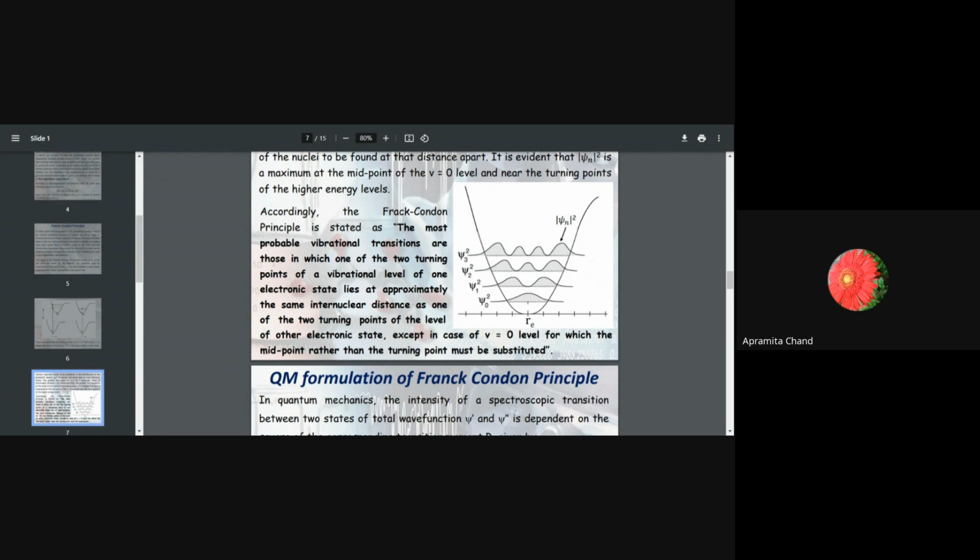So the Franck-Condon principle is also stated as: the most probable vibrational transitions are those in which one of the two turning points of a vibrational level of one electronic state lies at approximately the same internuclear distance as one of the two turning points of the level of the other electronic state, except in the case of v equal to 0 level, for which the midpoint rather than the turning point must be substituted. You can also write this as an extended form of the Franck-Condon principle.